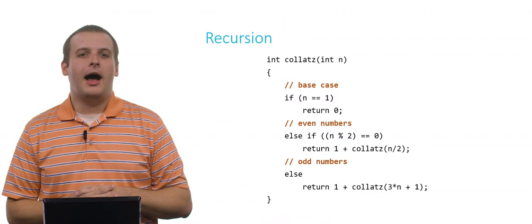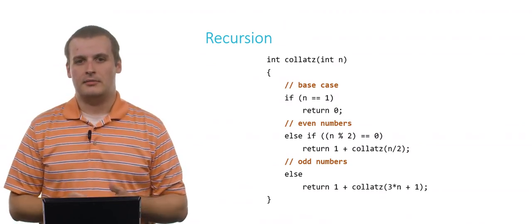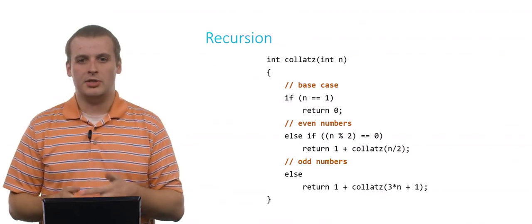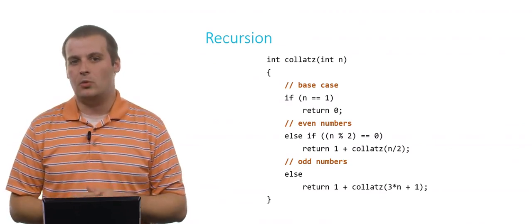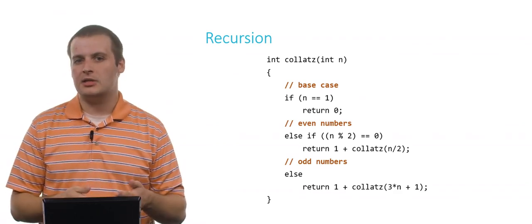All right, so hopefully you have paused the video and you aren't just waiting for me to give you the answer here. But if you are, well, here's the answer anyway. So here's a possible definition of the collatz function. Our base case, if n is equal to 1, we return 0. It doesn't take any steps to get back to 1. Otherwise, we have 2 recursive cases, one for even numbers and one for odd.